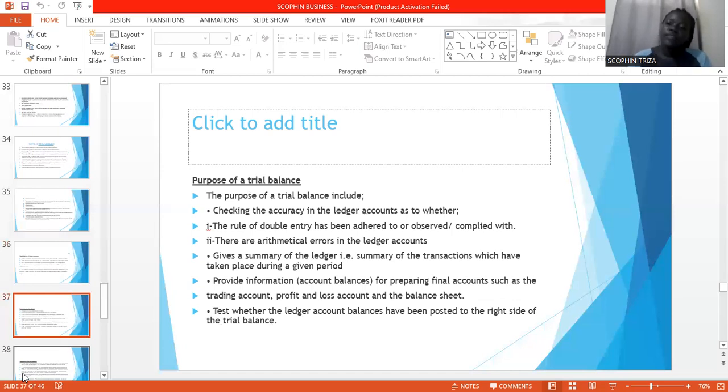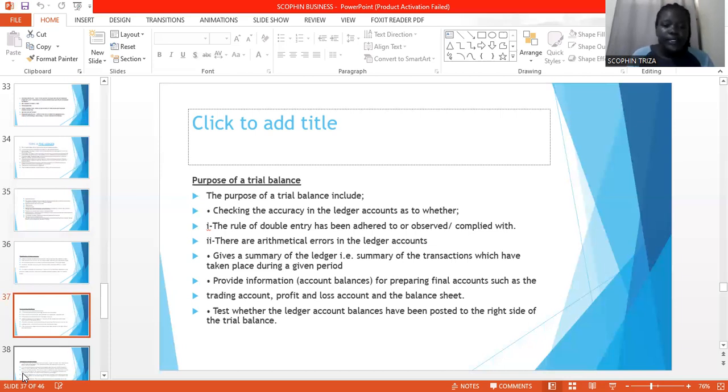Now we have something that is called a trial balance. What are some of the purposes of having a trial balance? Number one, it checks the accuracy in the ledger accounts as to whether the rule of the double entry has been adhered to, or has been observed, or is complied with. Another one is, are there arithmetic errors in the ledger account?